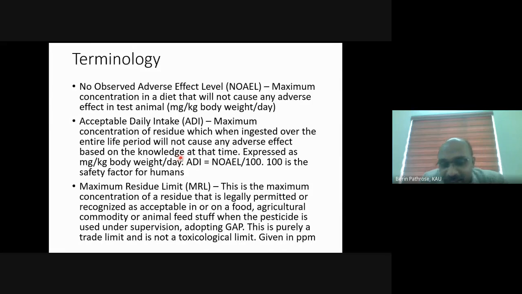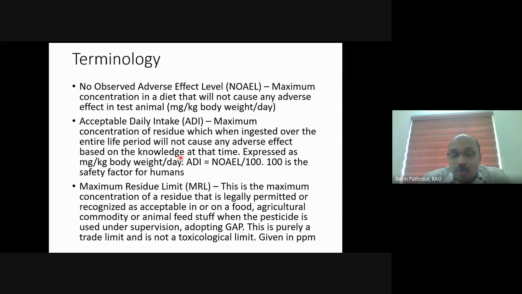Then comes the maximum residue limit. The definition says it is the maximum concentration of a residue that is legally permitted or recognized as acceptable in food, agricultural commodity, or animal feedstuff when the pesticide is used under supervision, adopting GAP, good agricultural practices. I will explain.